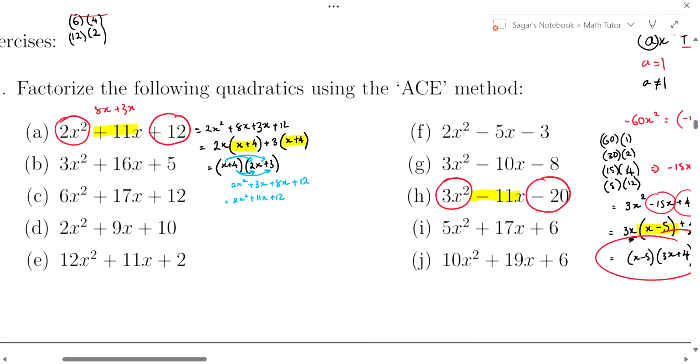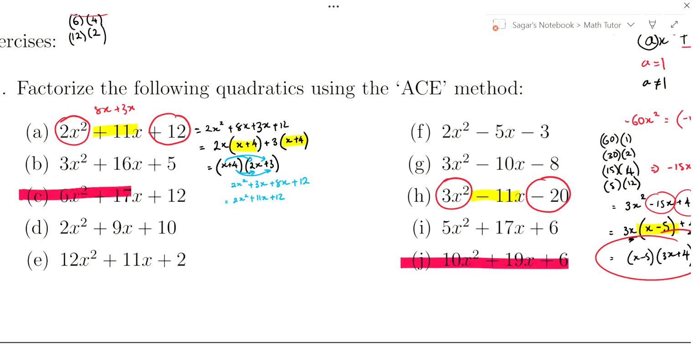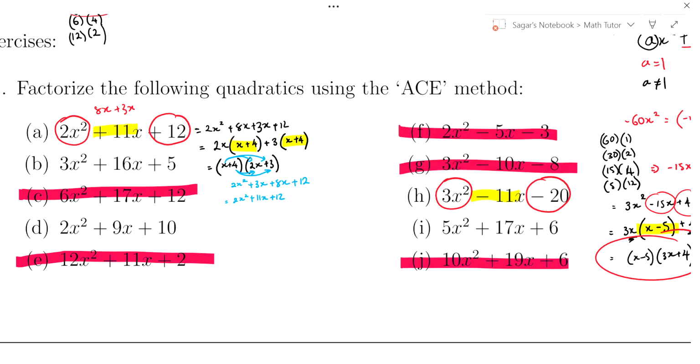I would advise you work with the following questions: J, C, and maybe E and F and G. Just do all of them.